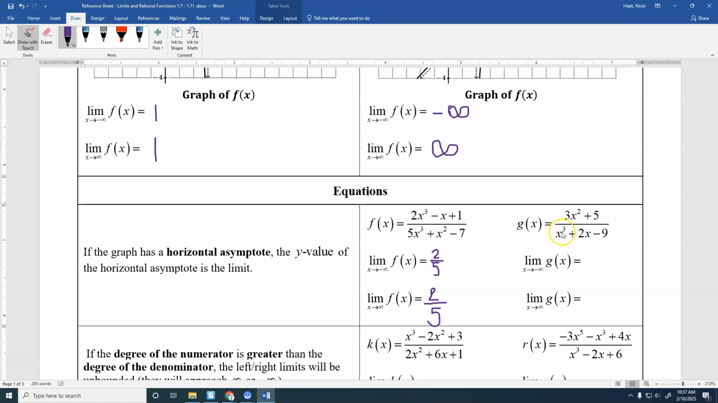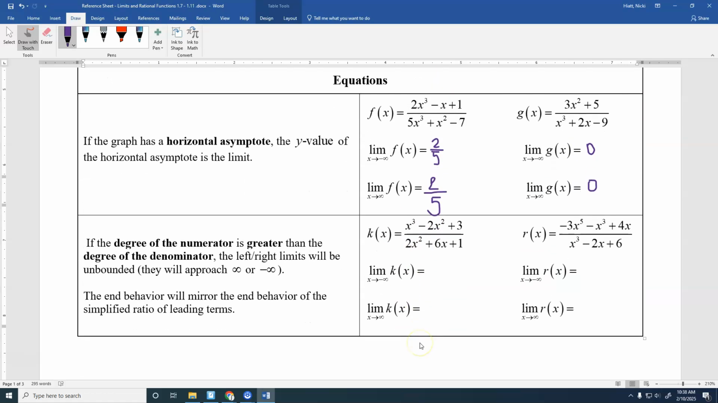Okay, Chandler, how about the g of x there? If I've got 3x squared plus 5 over x to the third plus 2x minus 9, that one's 0, and it will be on both sides. You'll get a 0 for that automatically because your degree is bigger on the bottom. Okay, those two are the quicker ones to find. They've given us the ones that are a little more difficult here in the next box.